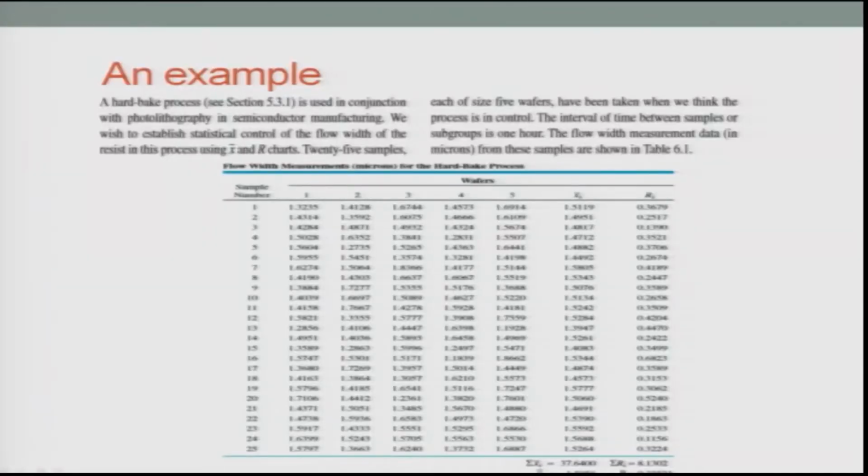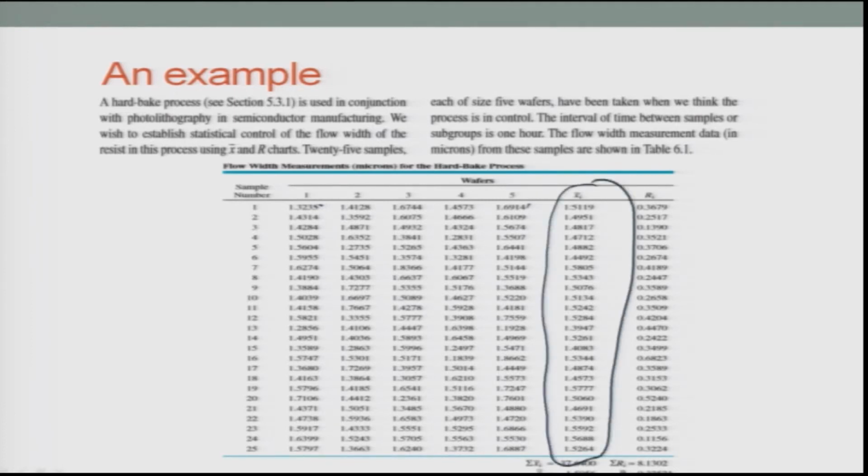The flow width measurement data in microns for these samples are shown in figure 16.1. Again, along the first column you have the sample number, each sample is of size 5, and the wafers' basic information is given. The cell I am marking now, where I am putting my pointer, is the reading for the first sample, the first observation. Similarly, for the first sample, the fifth observation is 1.6914.